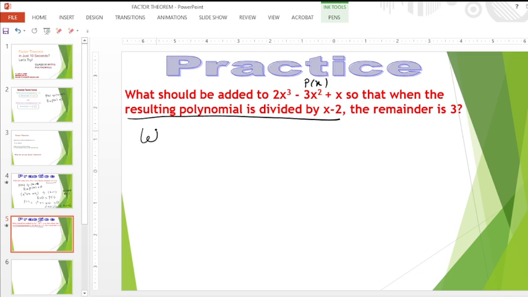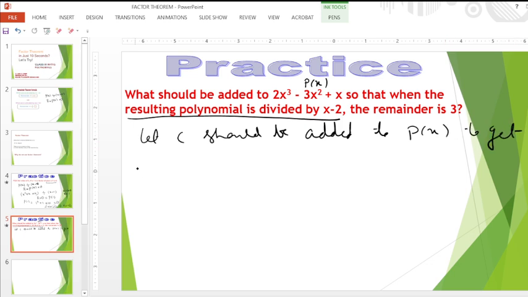So you can say let c be added. You can take any variable. c should be added to p1(x) to get the resulting polynomial. So what is the resulting polynomial? I will take it as P(x) capital. This polynomial now, second line, let's come to the resulting polynomial P(x). And this polynomial, when it is divided by x minus 2, let's find what P(x) is. P(x), the resulting polynomial, is 2x cube minus 3x square plus x plus c.